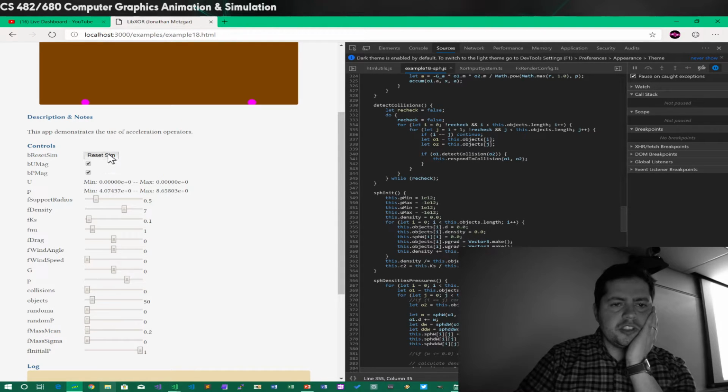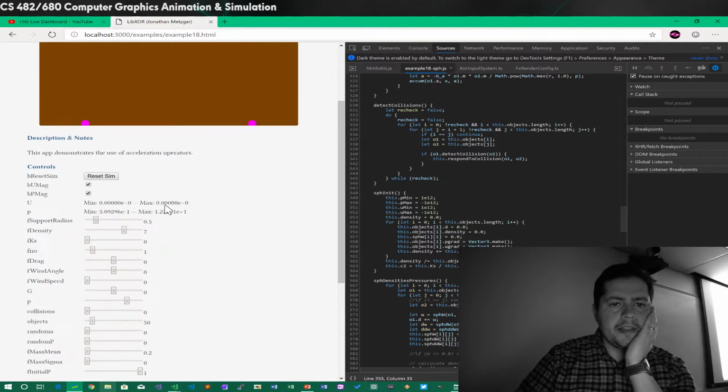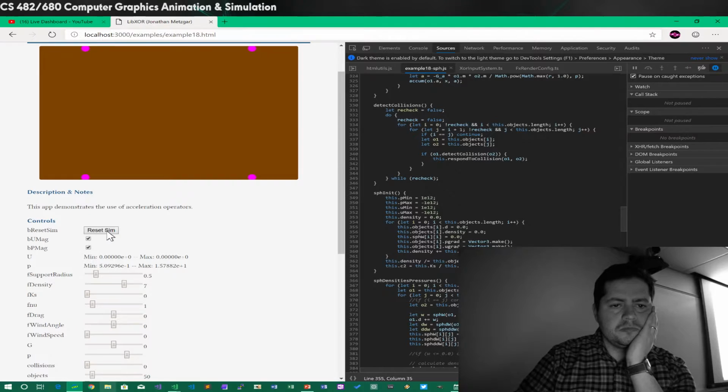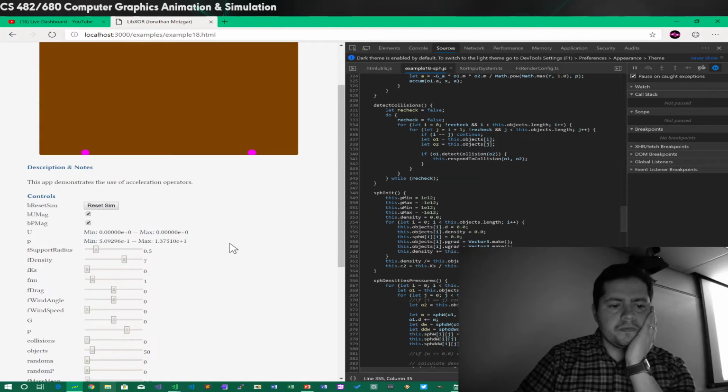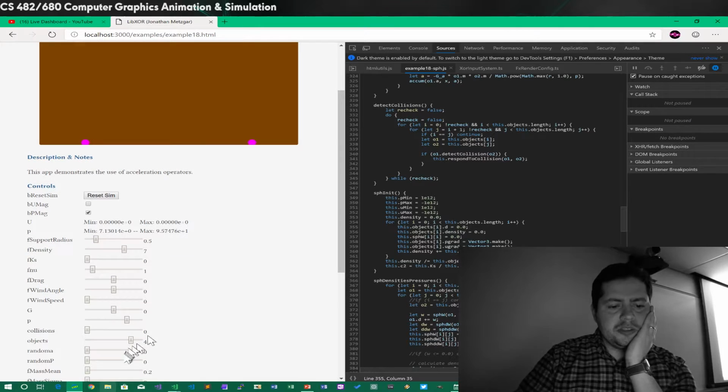We set KS very small. So we're seeing white. What's that? White means... Well, the fact that they're pink means that they got lots of pressure. Now notice how when we turn the mass down, the pressure is going down.